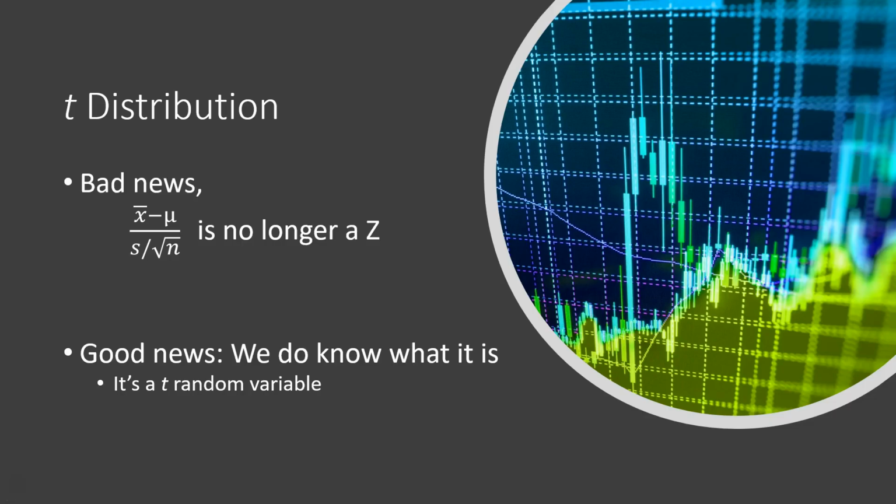So with the t-distribution, the bad news is when we take our sample mean minus our population mean and divide it by my standard error of the sample mean, this is no longer a z-value. But the good news is we know what this value is. It's a t random variable. So in the case when you don't know the population sigma, you're going to use the sample standard deviation, but when you do that, you are now looking at a t-distribution.